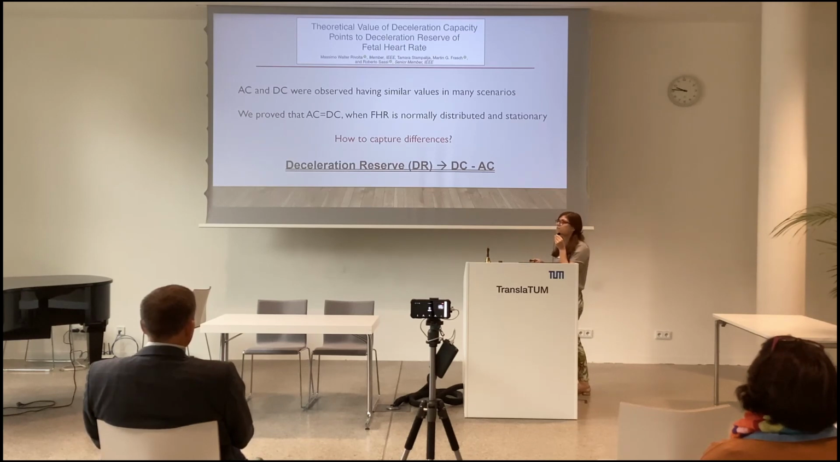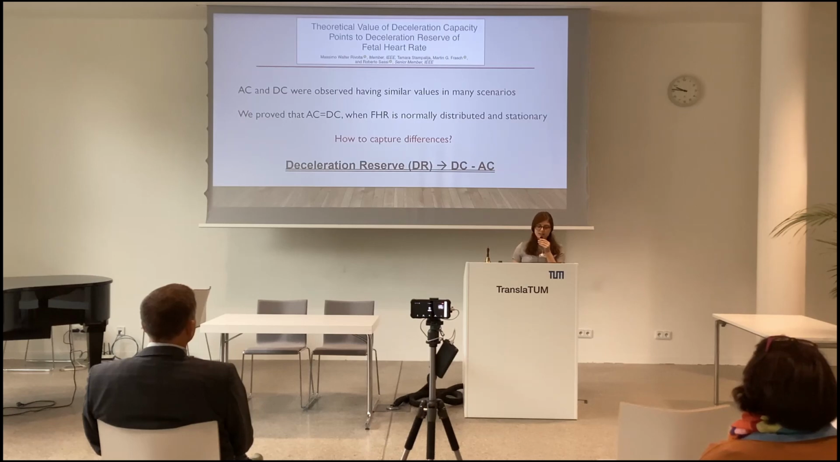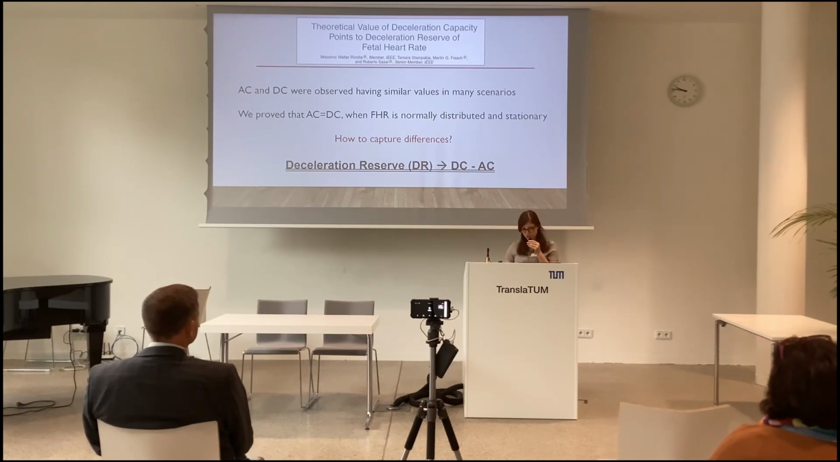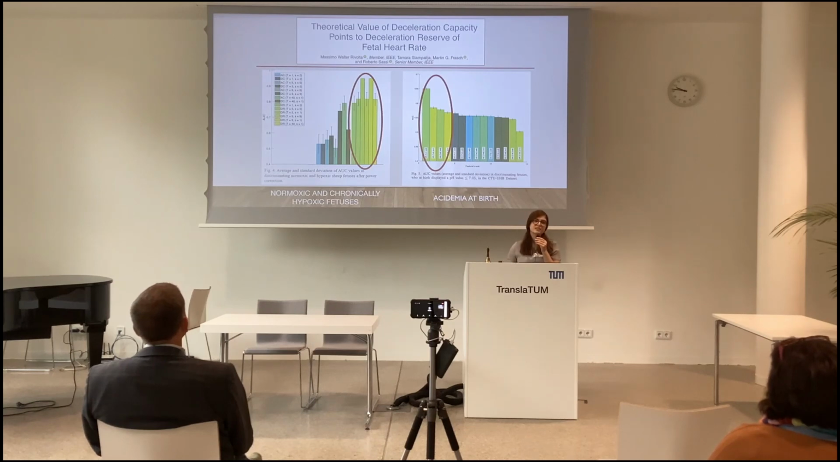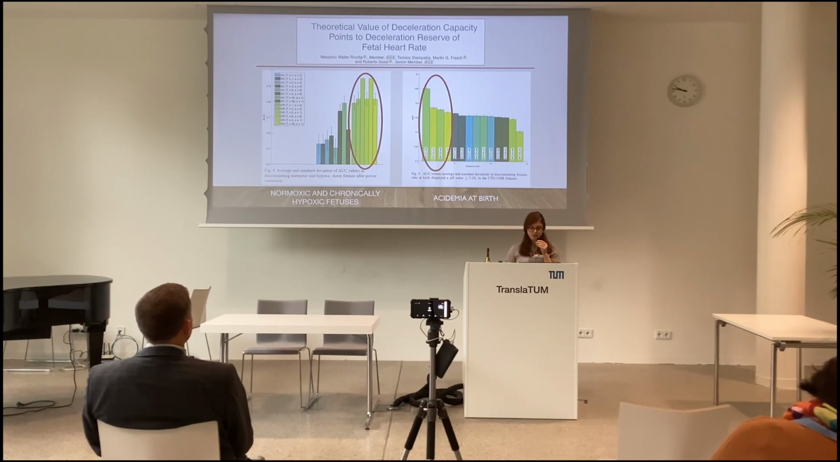So we asked ourselves how to capture the differences, and so we introduced another PRSA-related quantity, that is the deceleration reserve. That is the sum of the deceleration capacity and the acceleration capacity. And then we tested the deceleration reserve on the same animal model, and we applied the same protocol also to understand if there were any differences between the normoxic and the chronically hypoxic fetuses.